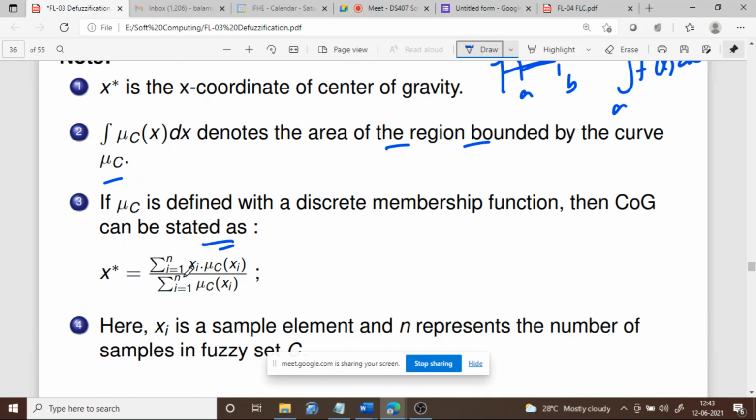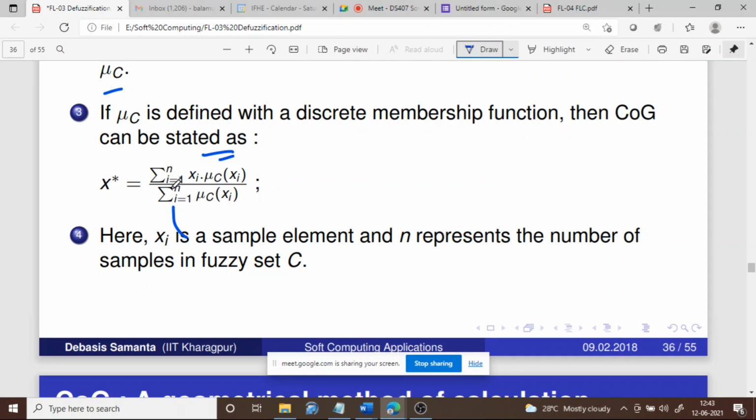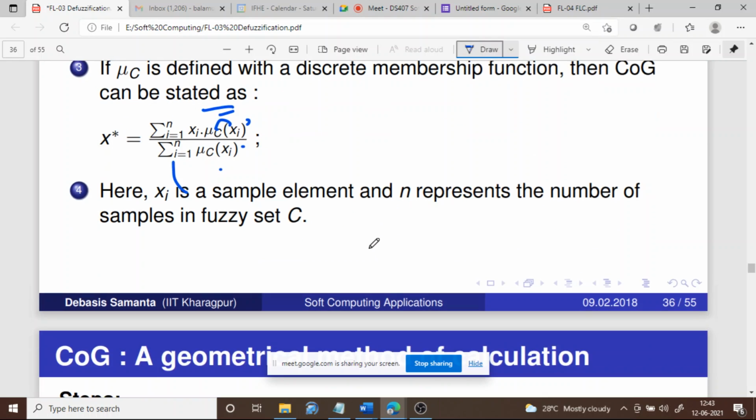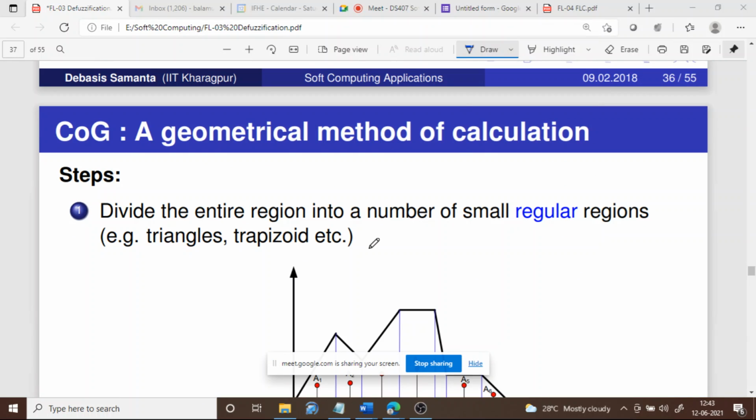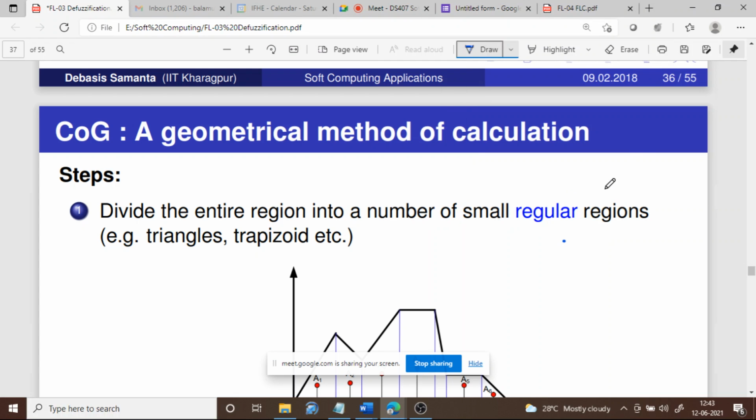X star is equal to sigma i equal to 1 to n of xi into the membership value of xi, divided by the summation of all xi. So at the numerator we have the summation of xi into the membership value of xi. At the denominator we have only the summation of all membership values of xi. Right, fine. So let us understand this with an example.